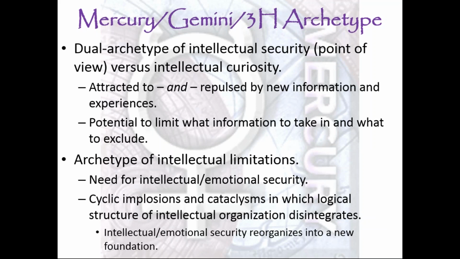Now, Mercury through Gemini 3rd house also is a dual archetype of intellectual security, which is that point of view we just explained, versus intellectual curiosity. So Mercury will be both attracted to new information and experiences, but it will also be repulsed by new information and experiences. In other words, this dual archetype between security and curiosity will have the potential to limit or color what information we choose to take in and what information we choose to exclude. And this will then create what we will call the archetype of intellectual limitations.